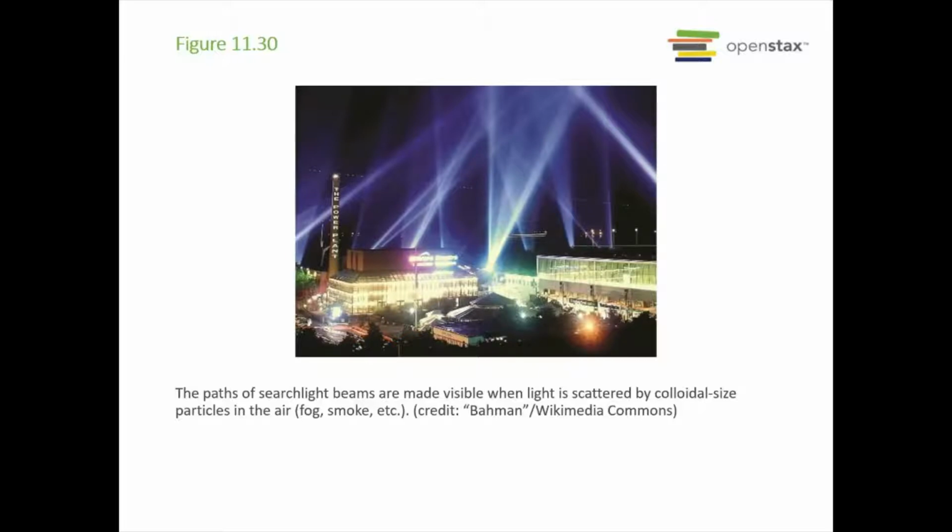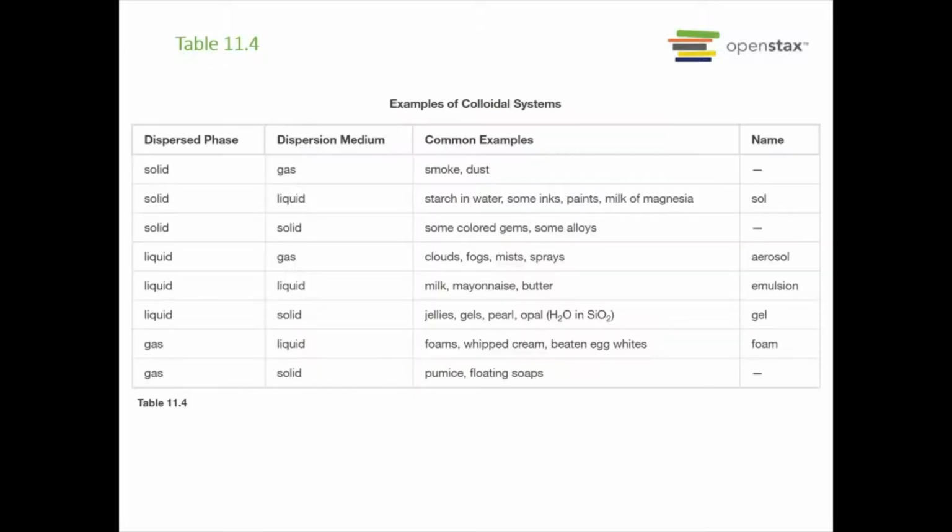The searchlight beams are made visible when light is scattered by colloidal-sized particles in the air. You've got these colloids in the air, and when the light hits them, they scatter it, which is why you're able to see beams of light. And here are some examples of colloidal systems. I'm not going to go through all these, but aerosols are the ones that are close to my heart, because you have liquids and solids, but we'll focus on liquids as the dispersed phase, dispersed in a gas to make clouds, fogs, mists, and sprays. We call them aerosols.